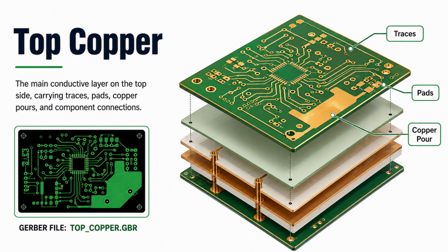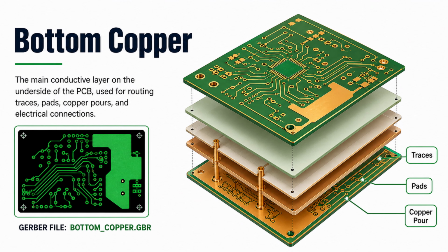Pads provide the soldering area for component leads, while vias allow signals to move from the top layer to other layers inside the board. Copper pours are often used for ground, power, or thermal improvement. A well-designed top copper layer can reduce noise, improve current flow, and make routing more efficient. This is why, before sending a PCB to manufacturing, the top copper Gerber must be carefully checked for correct connections, clearances, trace widths, and pad geometry.